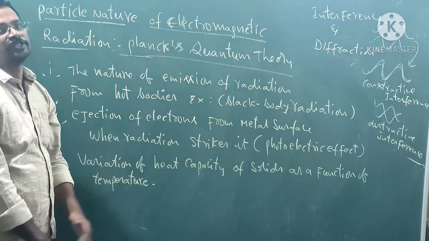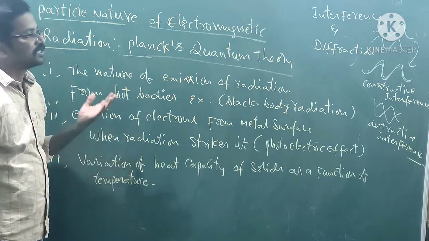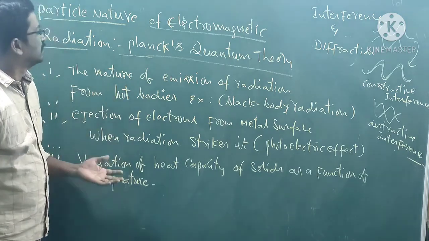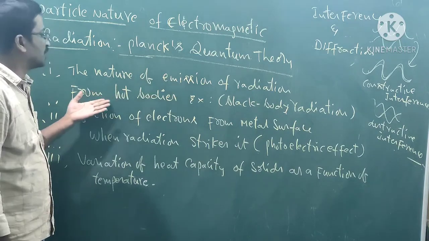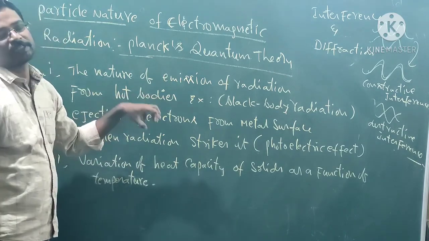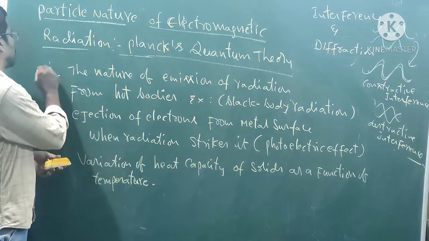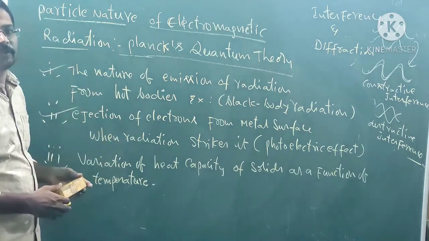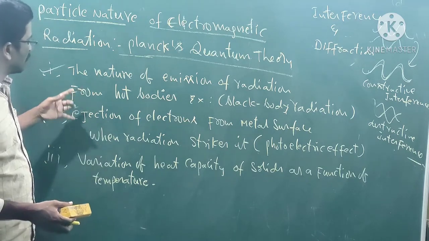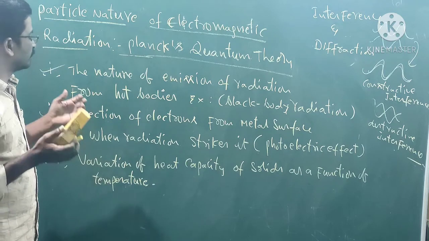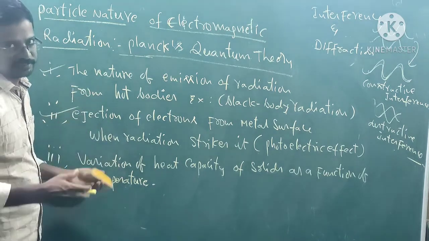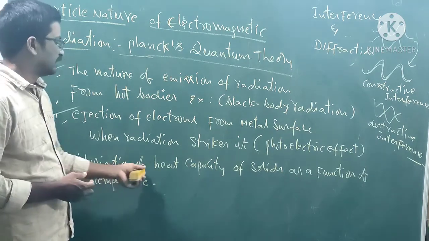Let us look into this concept in detail. How did he succeed in explaining the nature of emission of radiation from hot bodies, and next the ejection of electrons from a metal surface? In the atomic structure concept, we only consider these two concepts. We can explain them one by one: the nature of emission of radiation from hot bodies, then the photoelectric effect. These two are in our syllabus. We only focus on these two concepts, with experimental details explained in this atomic structure concept. The third one is not present in our syllabus.